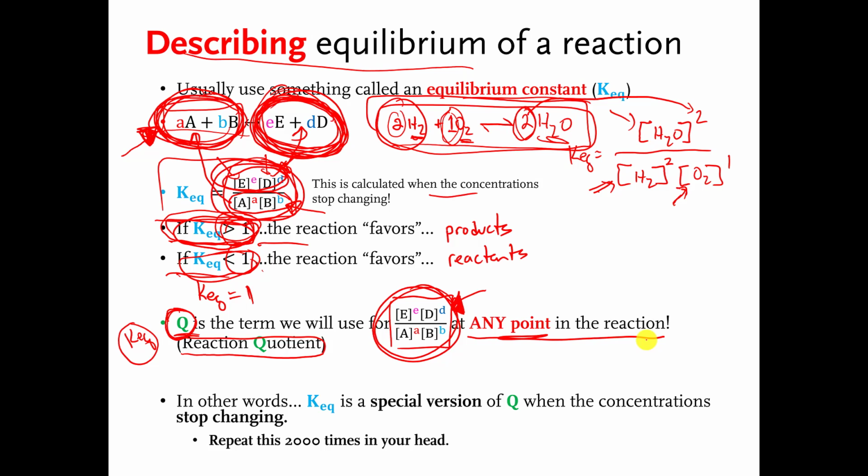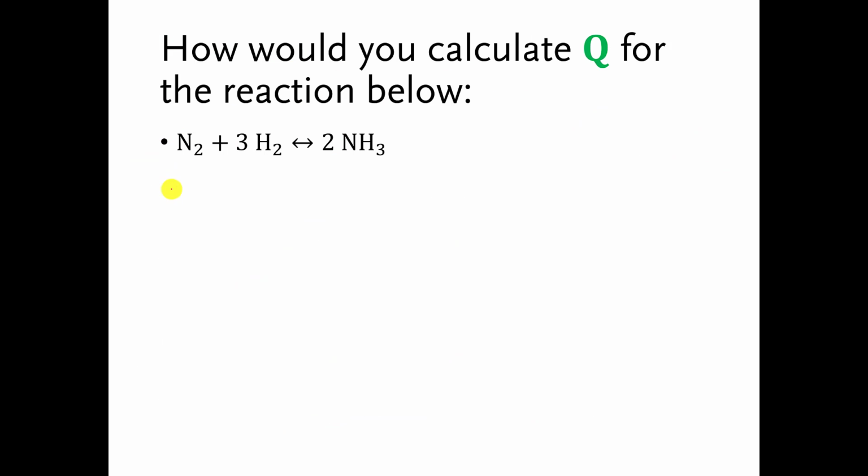Another way of thinking about this is the equilibrium constant is just a special version of Q, but it's the special version when the concentrations stop changing. So if it helps, maybe repeat that a whole bunch of times in your head. KEQ, or equilibrium constant, is just a special situation of the reaction quotient, and it's the situation when the reaction has reached equilibrium and the concentrations of the reactants and products have stopped changing. Now you should basically know how to calculate an equilibrium constant if you see a chemical reaction that's properly balanced.